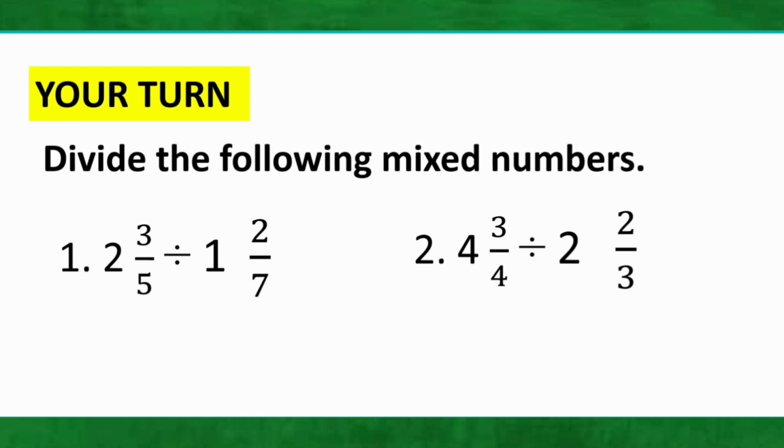Now it's your turn, kids. Divide the following mixed numbers. For number 1, 2 and 3/5 divided by 1 and 2/7. Number 2, 4 and 3/4 divided by 2 and 2/3. I will give you 20 minutes to do this. Are you ready? Great! Your timer starts now.